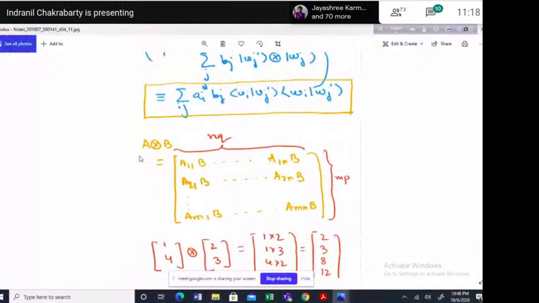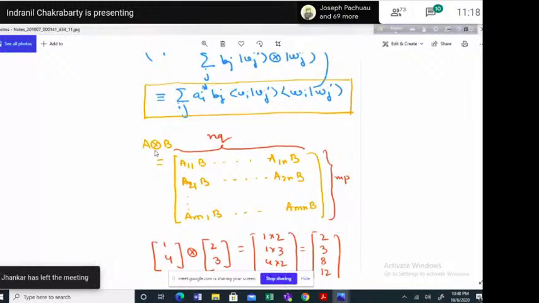So how will I define the inner product? Tensor product of two different operators, right? So if A is an operator which is characterized by the matrix A11, A12, ..., Amn, the size of the matrix is m cross n. Any operator m cross n. Similarly, B is an operator which is characterized by a matrix of size P cross Q. Then the tensor product of these two matrices will be written in this form.